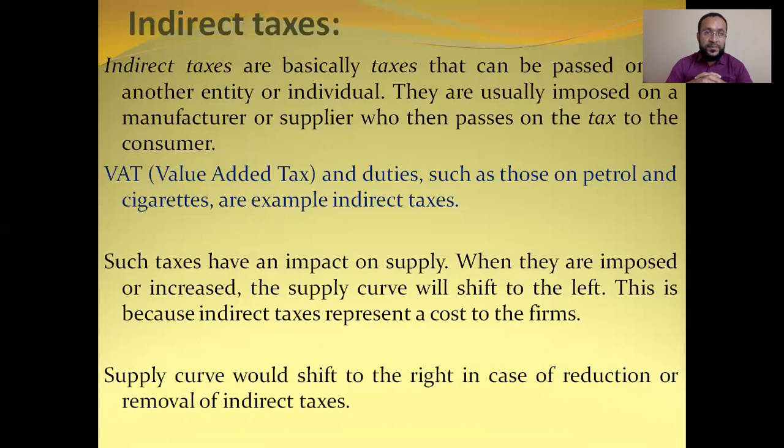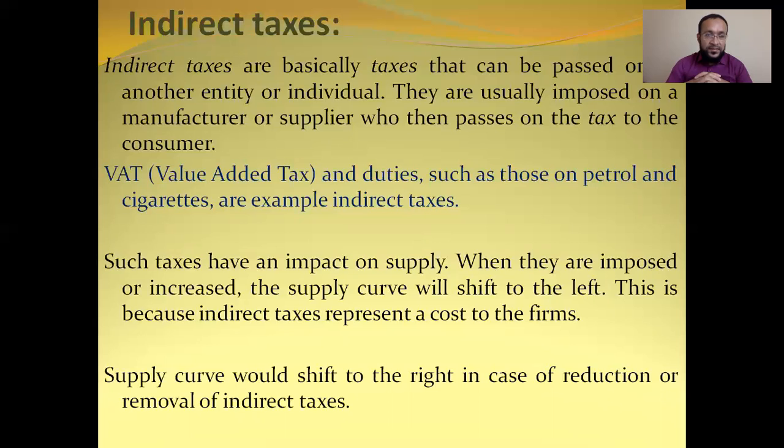All right. So I gave some examples here of indirect taxes. VAT is the most popular example of indirect taxes. VAT means value added tax. And other duties such as those on petrol and cigarettes are examples of indirect taxes. So these are the most commonly used forms of indirect taxes, VAT and duties mostly imposed on petrol and cigarettes. So this VAT and duties on petrol and cigarettes will increase the price of the product. So demand will fall, supply will fall. As a result, the supply curve will shift to the left.